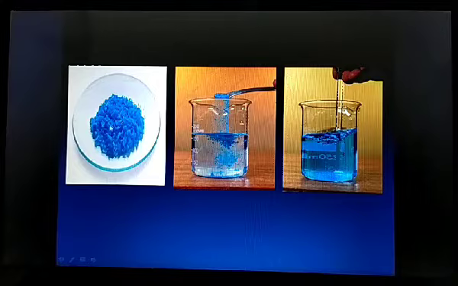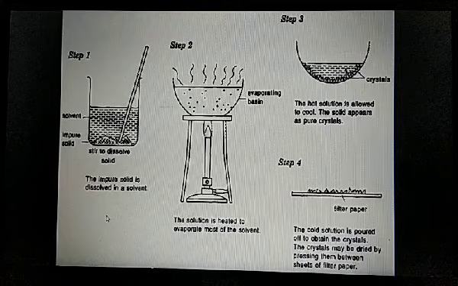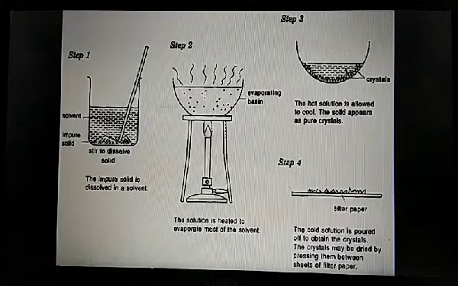Let's say this is impure copper sulfate. So first of all, this will be dissolved in water to get a copper sulfate solution. Once you get the copper sulfate solution, this is then heated to get a saturated solution, which is then left to form crystals. This is a setup which shows the process of crystallization.